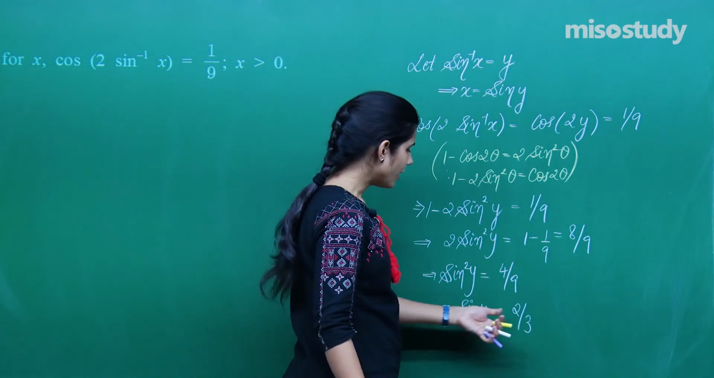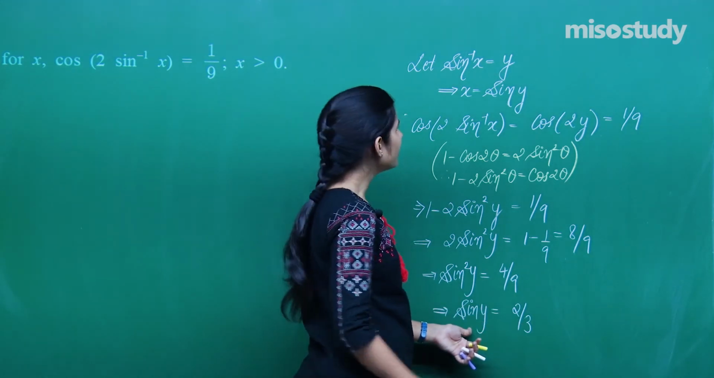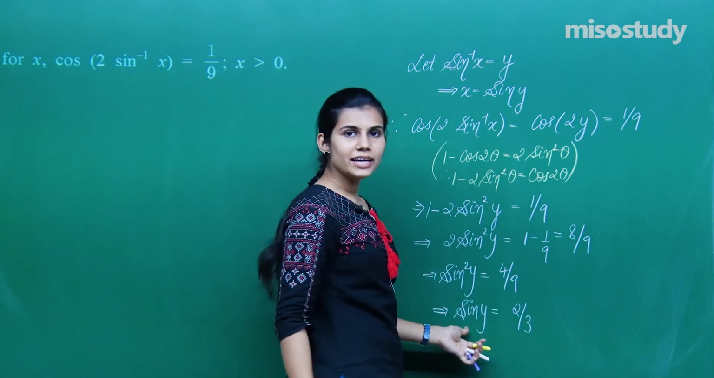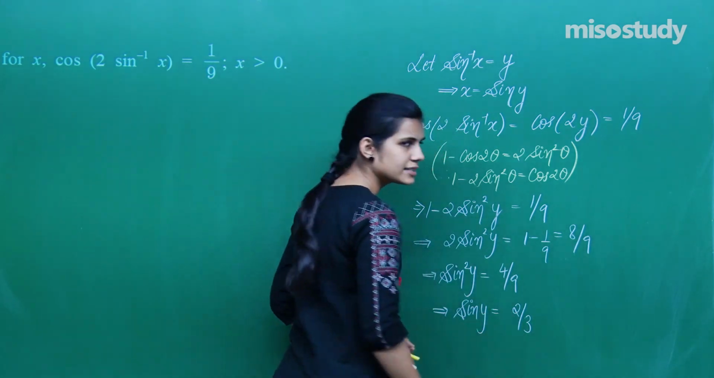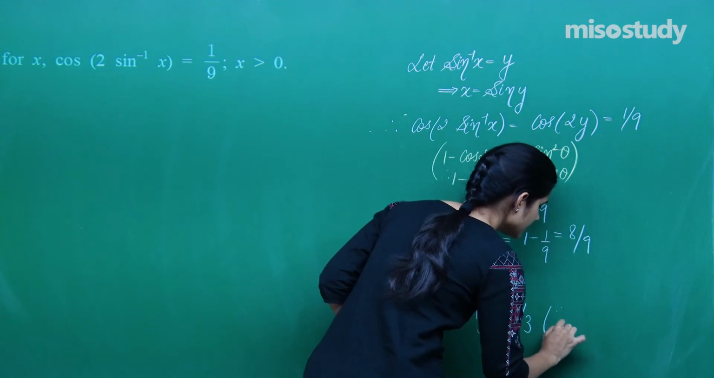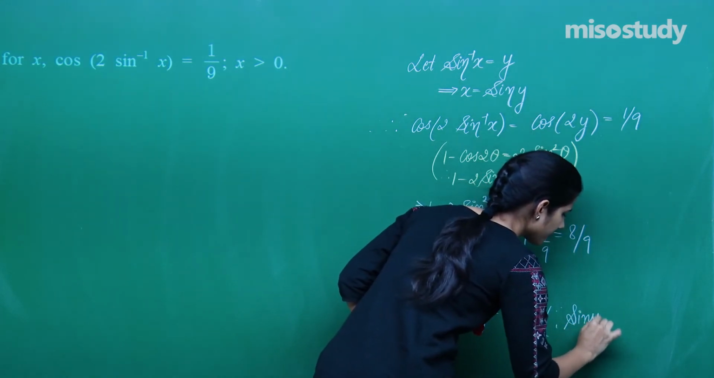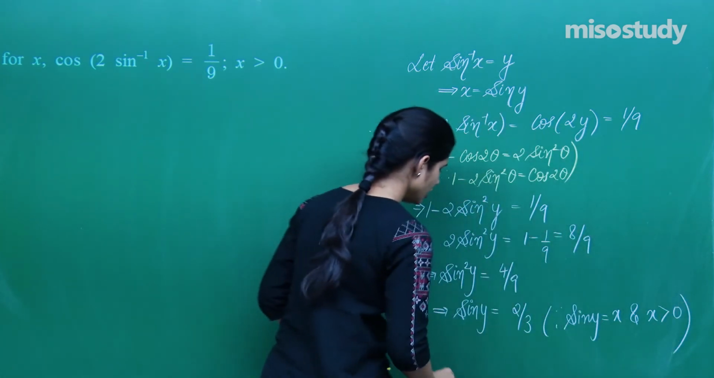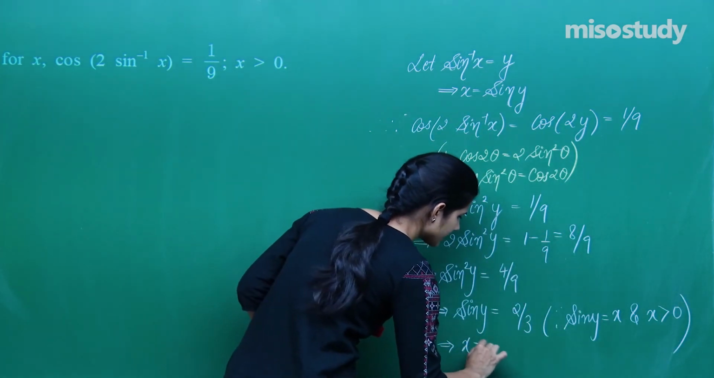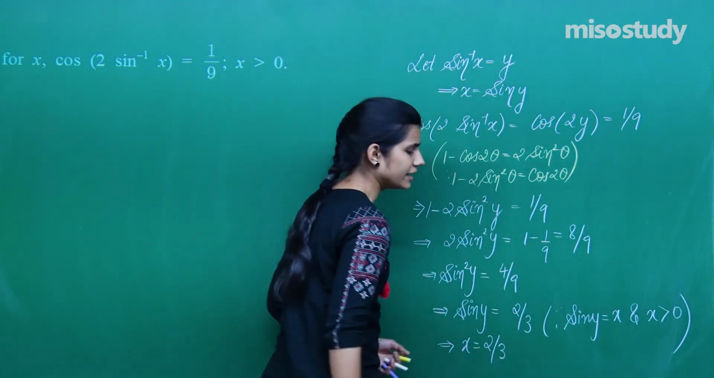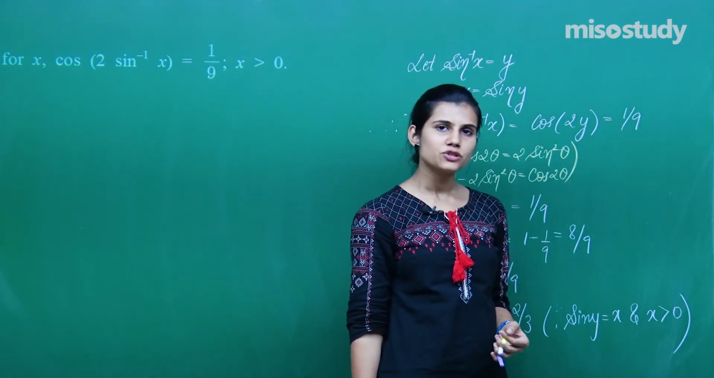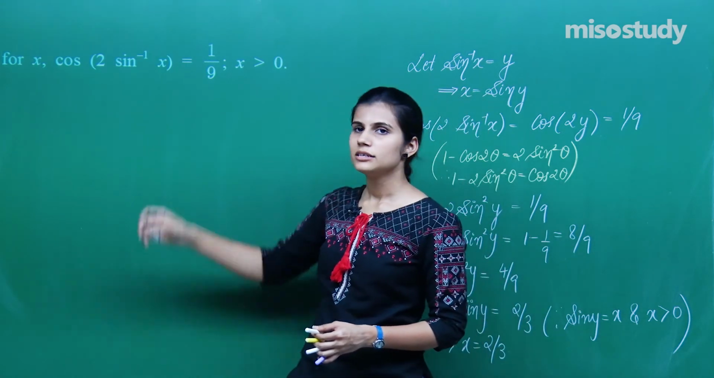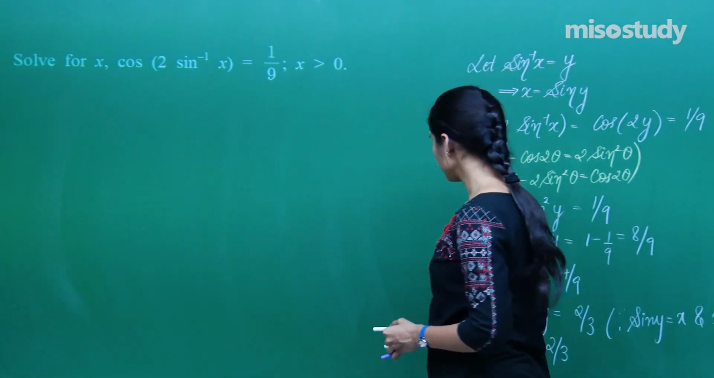Why am I avoiding the minus sign? Because sin y is nothing but x and x is given to be positive. That means sin y is positive, so the minus sign cannot come over here, since sin y is x and x is positive. So you have got x is equal to 2 by 3, not plus minus 2 by 3. Minus 2 by 3 has been eradicated and therefore just plus 2 by 3 is the solution of this particular equation.